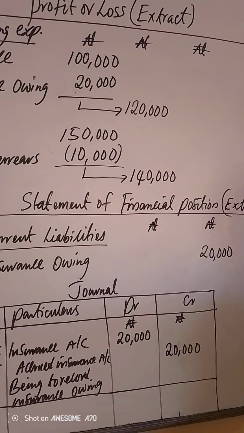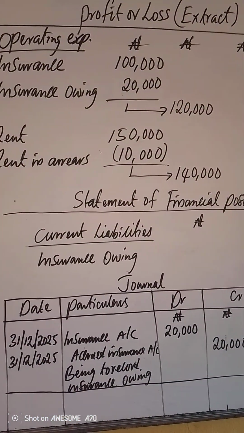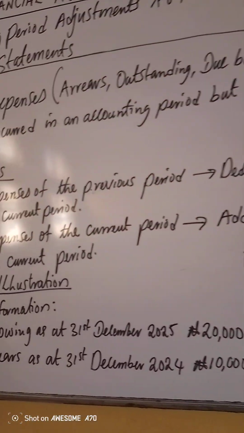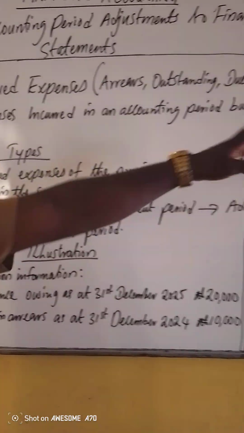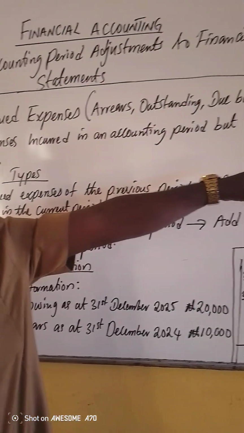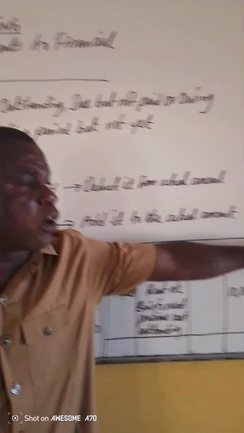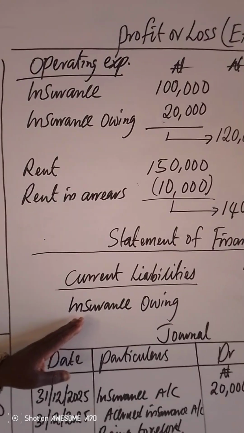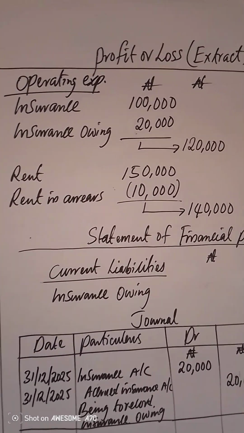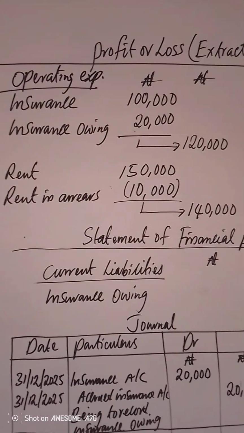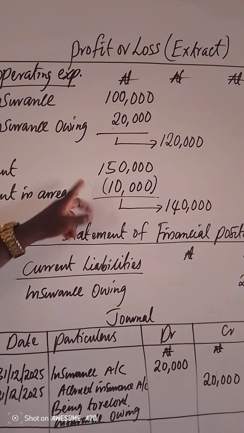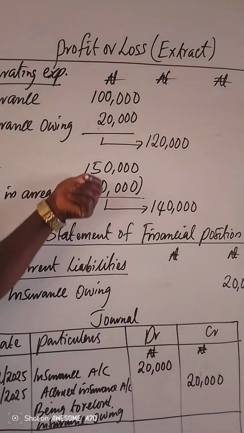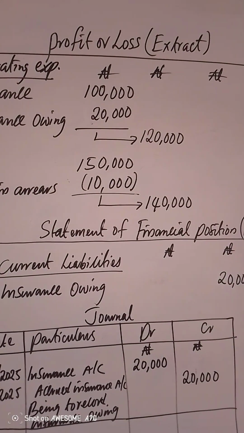But look at what happened here. Coming to rent of the previous year, which was in arrears, it was treated in the profit or loss account as a deduction. But coming to the statement of financial position, please don't bring it because it is no more a liability. The simple understanding is that rent was already owed in the previous year. Coming to the current year, the amount that was paid was more than what was supposed to be. So if you deduct the 10,000 away, then it means there is no more liability.